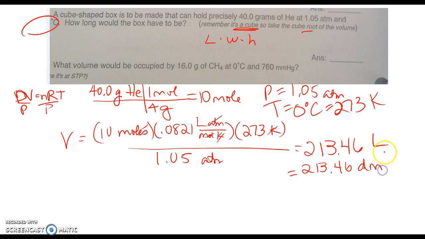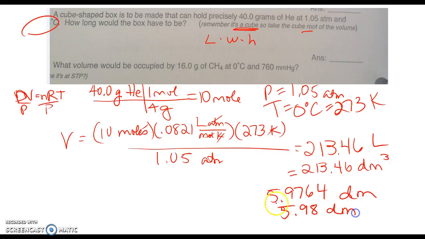213.46 decimeters cubed. So if we take the cube root of this number, so I'm going to raise it to the 1 divided by 3, that means each side is 5.9764 decimeters. Now, how many sig figs? Looks like 3, so 5.98 decimeters. If you need to change the temperature, do that and recalculate, since I didn't have the temperature there.